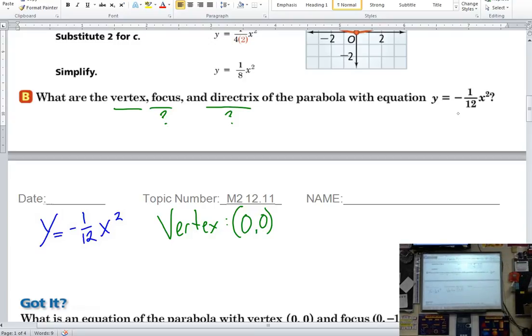Then to find my focus, because my vertex is at 0, 0, my focus, if you go back up to the equations on the front page, the value of my focus comes from the coefficient to my x squared. Michelle?